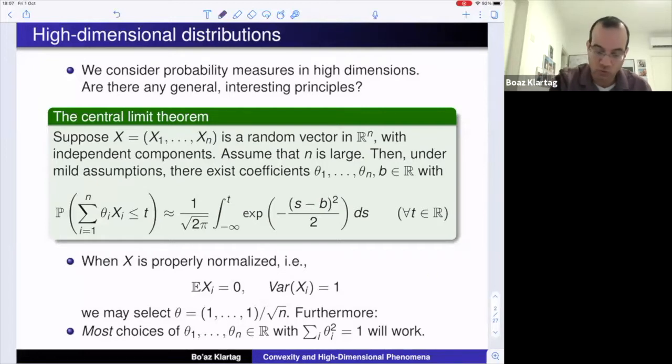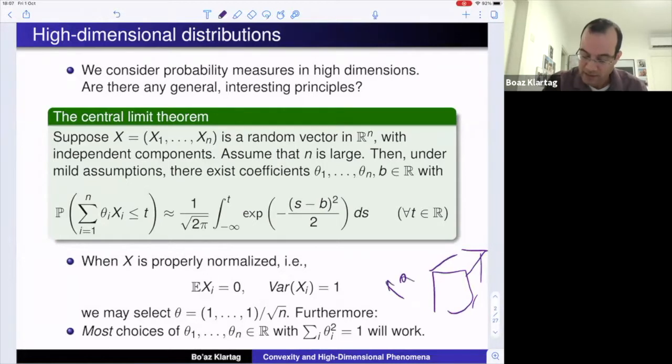Let me try to draw this cube. It's only two-dimensional, and this is the direction of theta. Then I look at the projection of x in the direction of theta, and the conclusion of the central limit theorem is that if I scan the volume of parallel hyperplanes orthogonal to theta, then they obey kind of the Gaussian law, and this is true for many different directions.